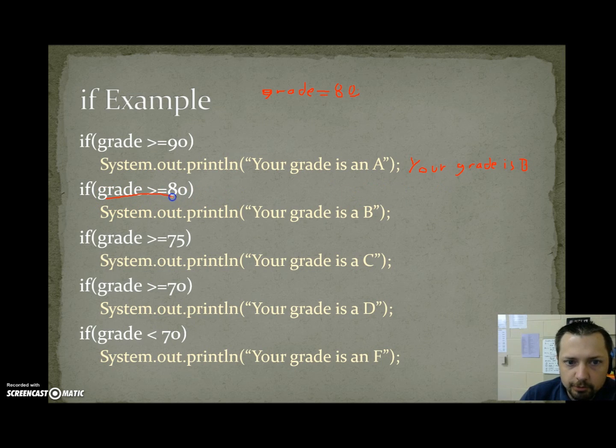Because this condition was true, we did the line of code. Then we go down to the next if. Is grade bigger than or equal to 75? Oh yeah, 80 is bigger than or equal to 75. So this is a little strange. Now it's going to say your grade is C.